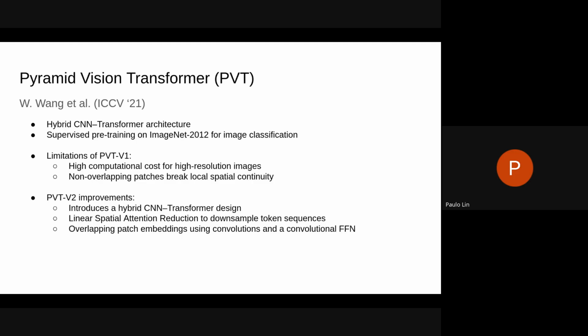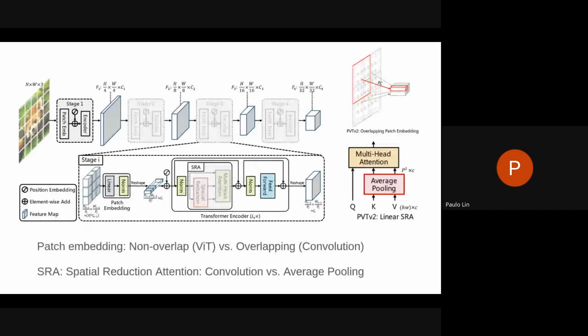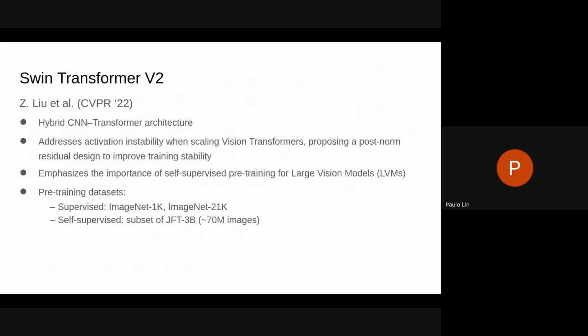The second one is Swin Transformer. In this case, I'm focusing on the second version of Swin Transformer. And again, they mix the convolutional neural network architecture with a transformer-based architecture to address activation instability when scaling vision transformers.